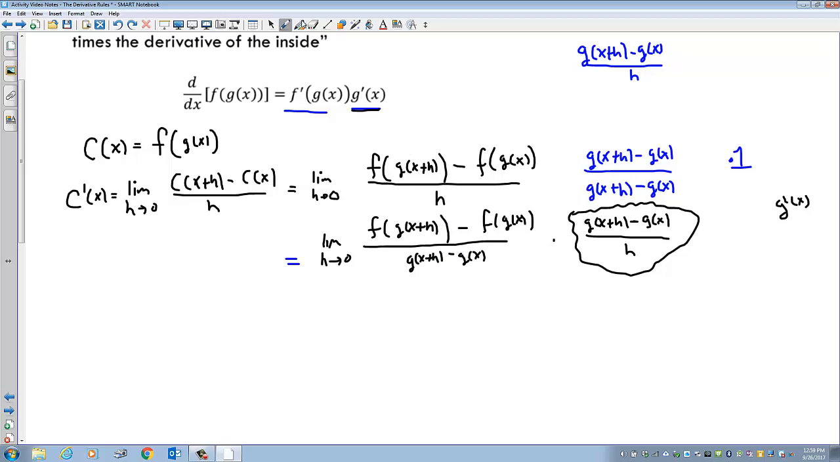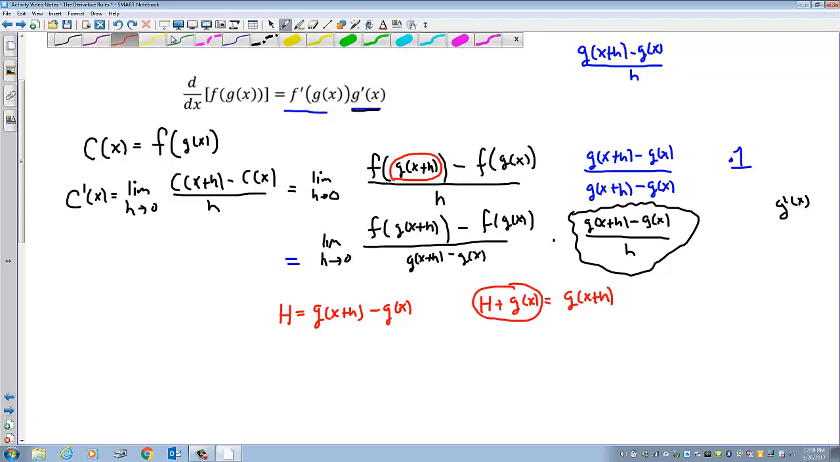And so to make it look like that, I'm going to do a little trick. It's kind of a funny little thing, but I'm going to write down this capital H. I'm going to let capital H be g of x plus h minus g of x. And so if big H is equal to g of x plus h minus g of x, then if you add g of x to both sides, H plus g of x is equal to g of x plus h. And so what I can do then is take this thing and remove it and put this thing in here.